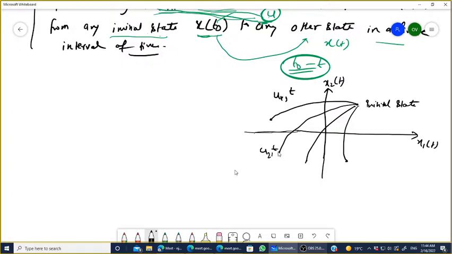Let's say u2, ut, this is the time frame and the control input. So if you are able to shift or drive one state to another state by the control input u in time frame t, then your system may be said to be controllable.